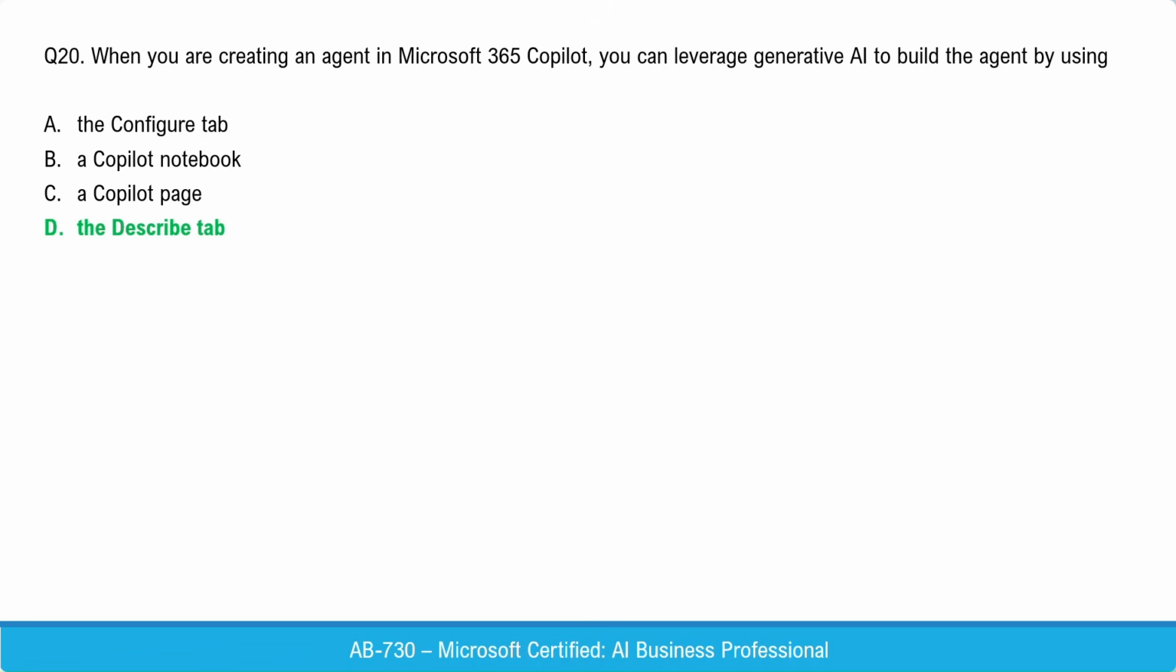Let's see why. When you create an agent in Copilot, there are two approaches. One is manual configuration, where you define everything step by step. The other is using generative AI, where you simply describe what you want and Copilot builds it for you. The Describe tab is designed exactly for the second approach. In the Describe tab, you can write a natural prompt like "create an agent that summarizes project updates in a friendly tone," and Copilot will automatically generate the agent setup. It defines the instructions, behavior, and overall configuration based on your description. That's why option D is correct.